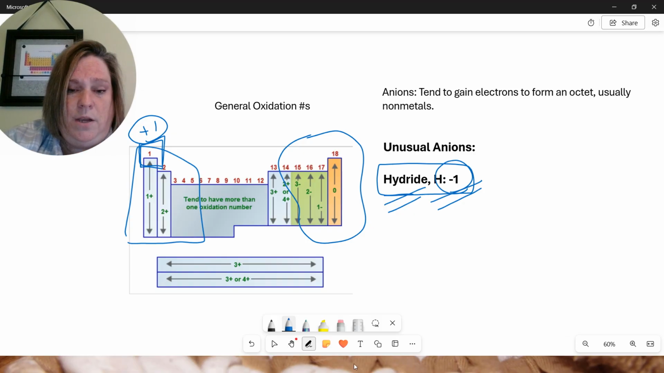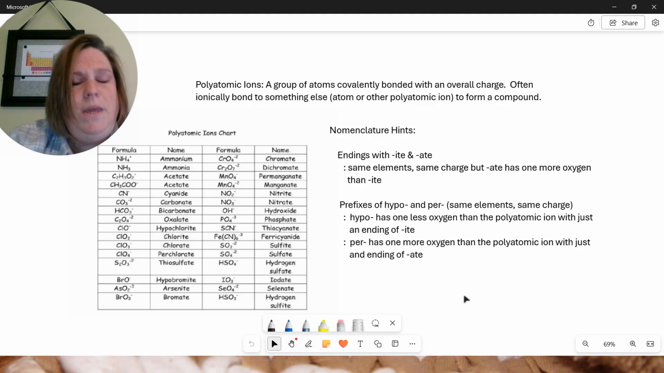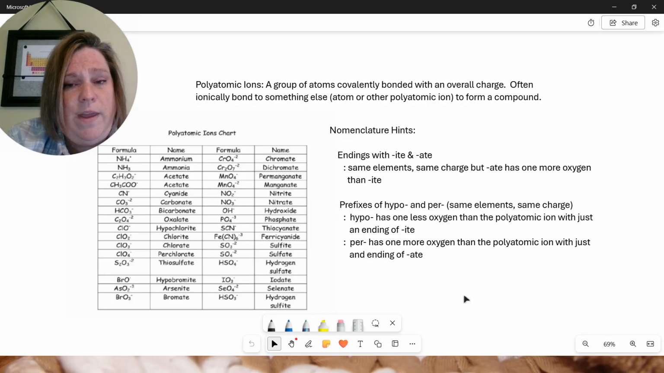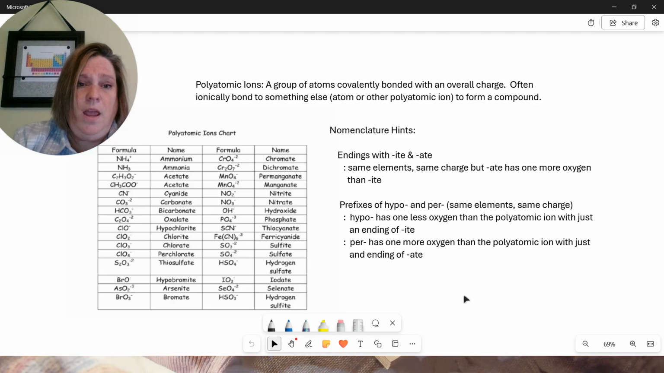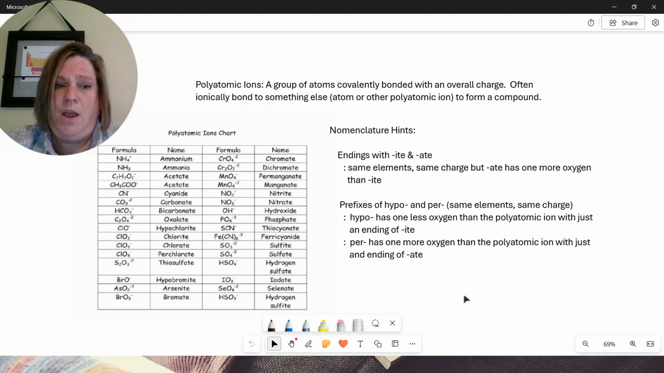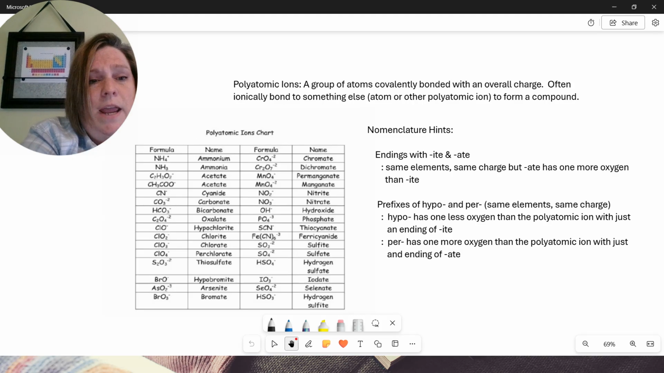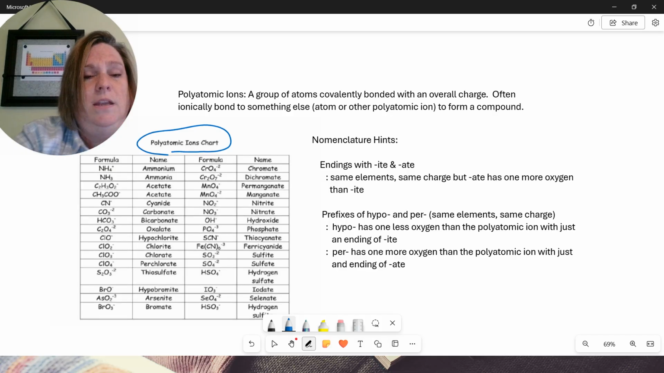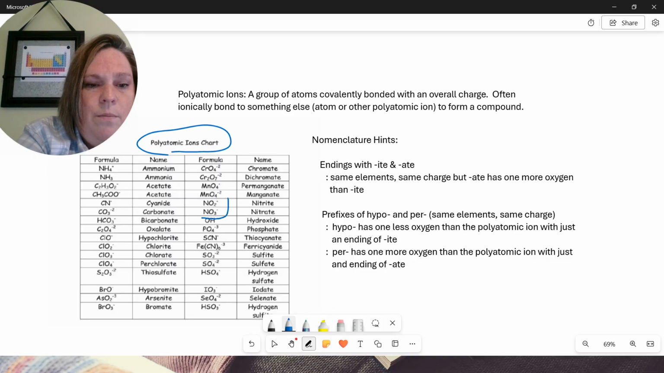So let's talk about polyatomic ions. Poly means many, and atoms obviously group together, and they form a charge when they're together. So these groups of atoms come together and they covalently bond with an overall charge. That then allows them to move on and ionically bond to something with a positive charge, usually an atom or another polyatomic ion. You can see here I've included a chart that I would allow my students to use until they get into the upper levels. And so you just need to become familiar with them. There's a lot here if you're learning them by memory.